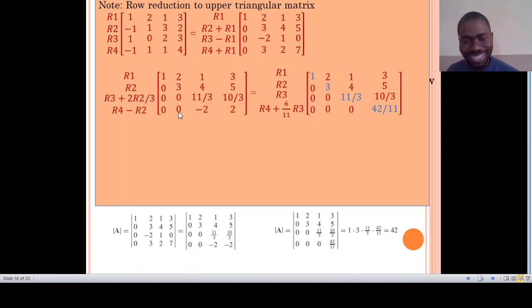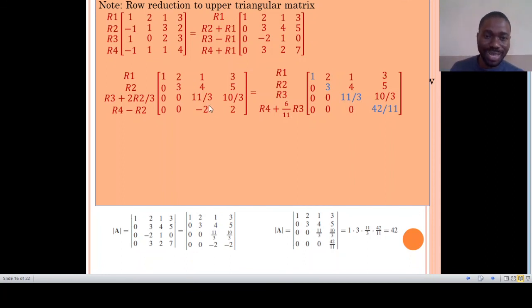And lastly, I have to make sure that this minus 2 becomes 0. I am done with row 1, row 2, row 3. It remains row 4. Under row 4, I have to make sure that this minus 2 becomes 0. If I can make this 11 over 3 become 2, that will make my work very, very easy. If 11 over 3 becomes 2, that will make this thing very, very easy to solve.